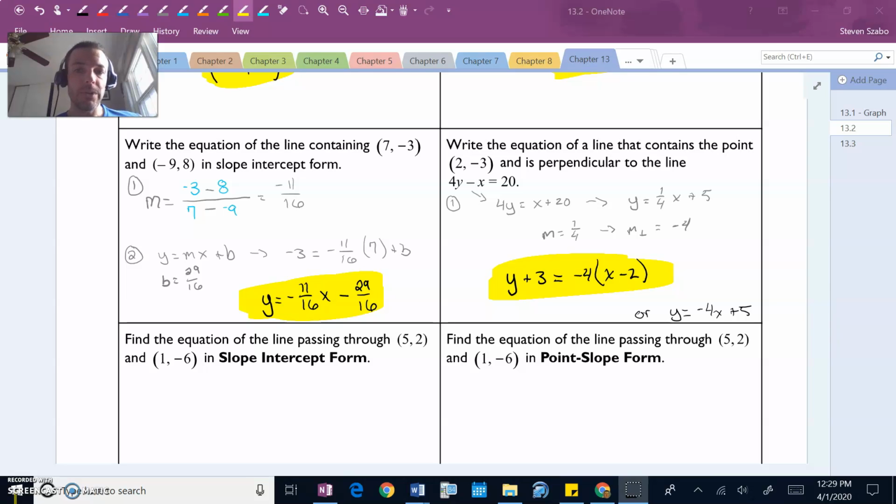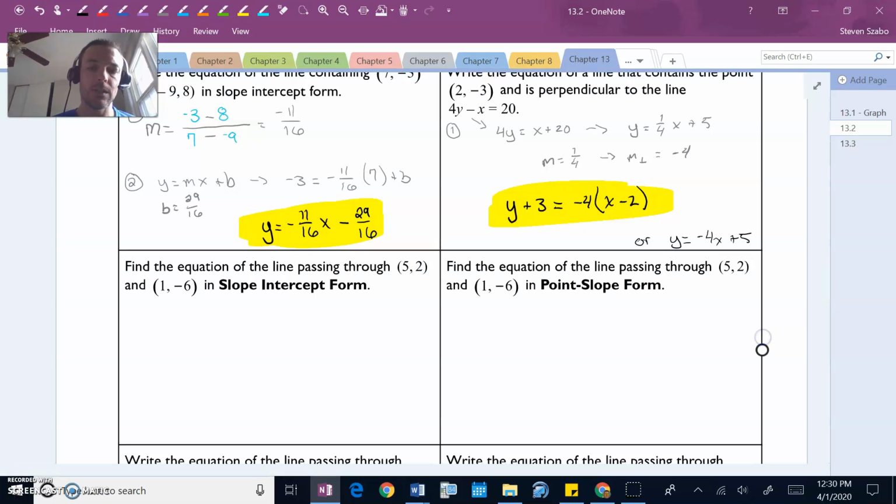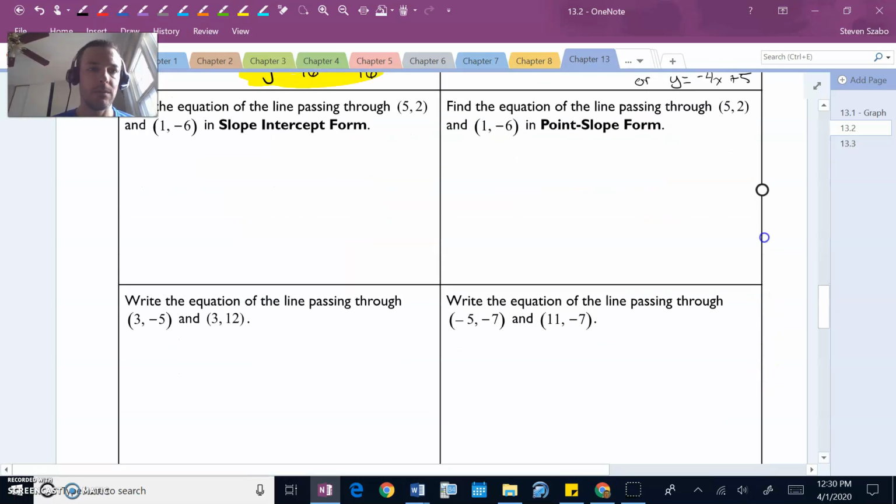I found the slope of the original equation by adding x to both sides, dividing by 4, took the opposite reciprocal for my perpendicular slope and plugged it in. If I solved this for y, I'd get slope-intercept form if I needed it. Go ahead and move on to the next couple problems.